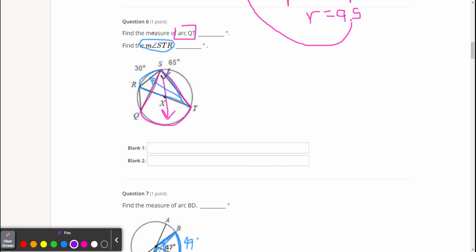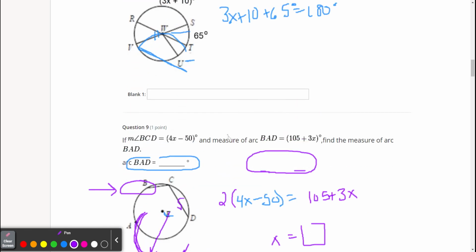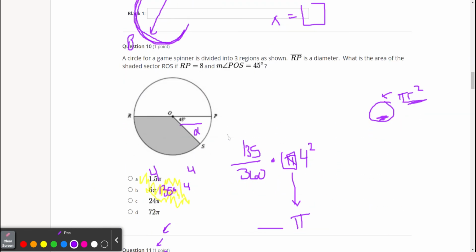So number 6, if you know the 65 and you're going out to the arc, you want to double it. If you know the 30 and you're going into the angle, you want to do half. Okay. Yep, I'm going back to 10. Let's go look.